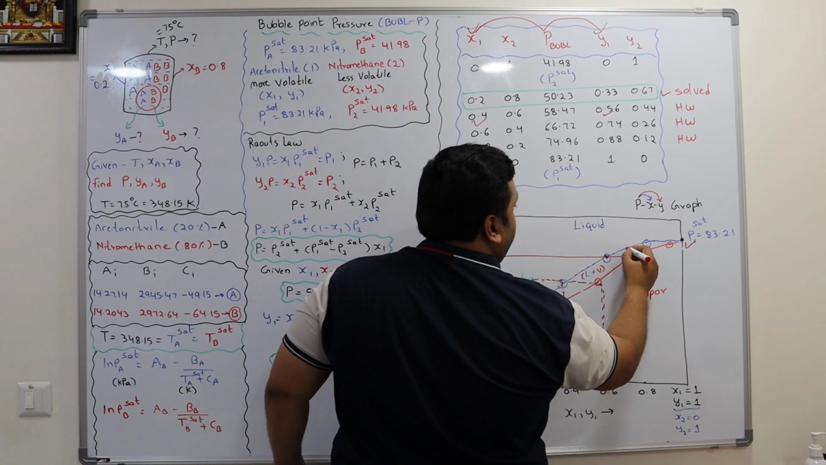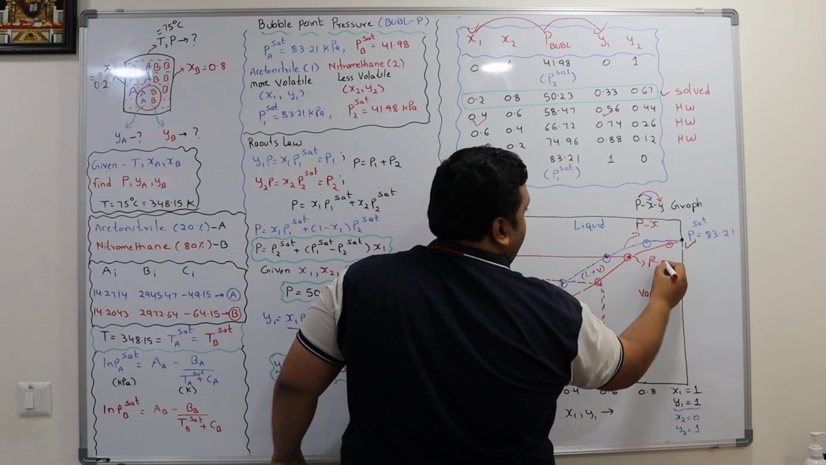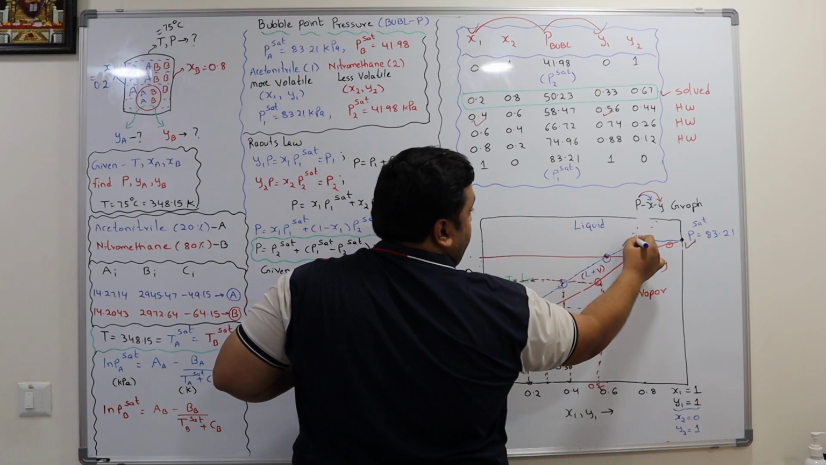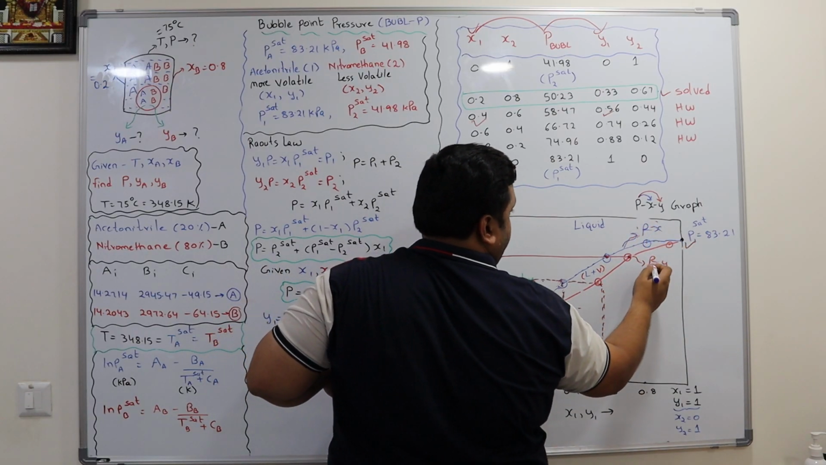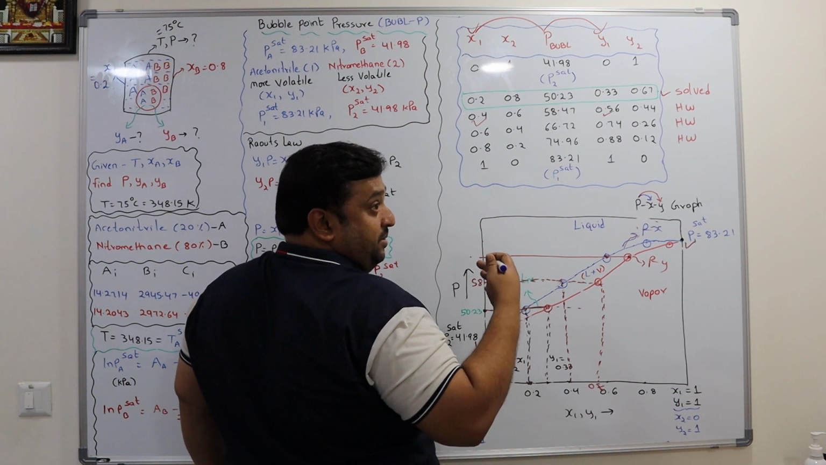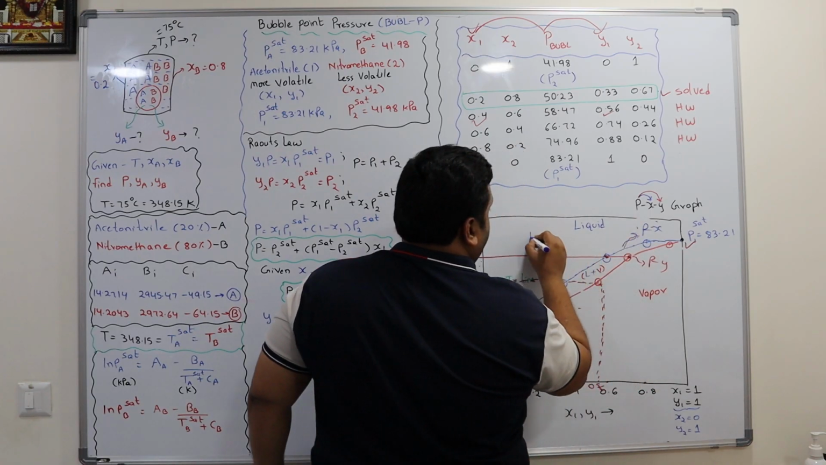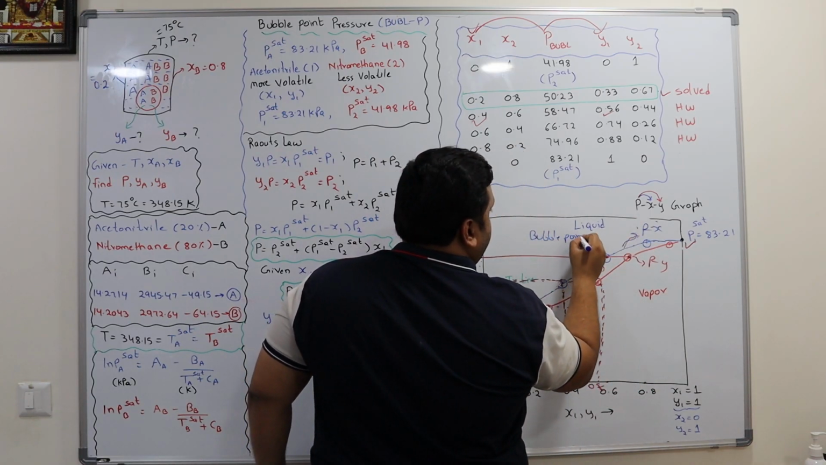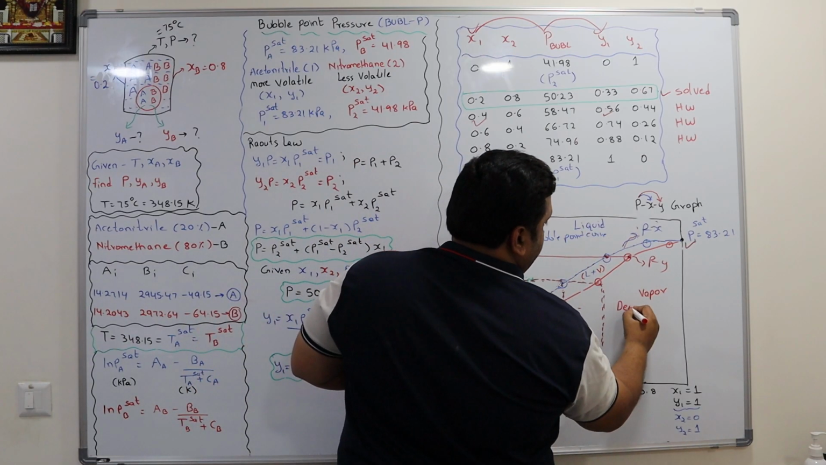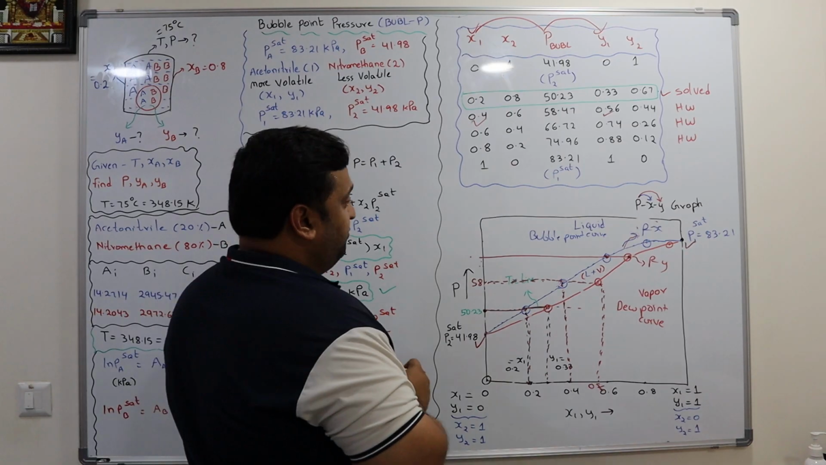Okay, this is called Px curve, this is called Py curve. If I use the blue color, this talks about Px curve, this red curve, it's a Py curve. And the other name for this Px curve is the bubble point curve. The red line is the dew point curve. We will discuss how to find out the dew points also.